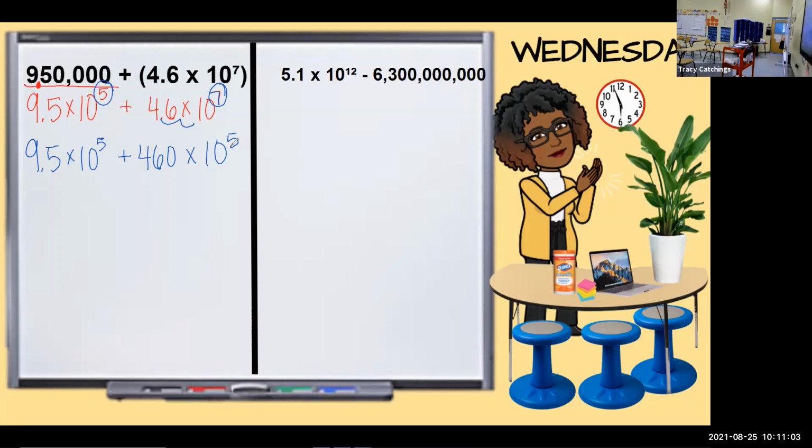460 times 10 to the 5th. So we have to get them with the same power of 10. Just remember, go right, subtract; go left, we're going to add to it. Now that we have the same power of 10, Mercedes told us we're going to add those decimal values. So now we have 9.5 plus 460.